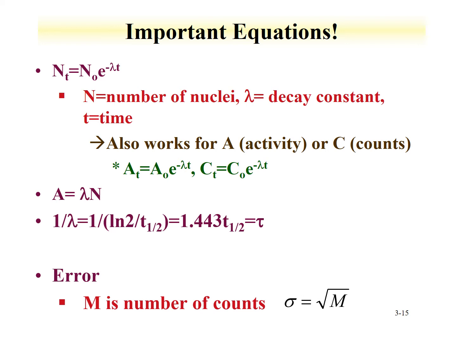And then finally, the error, where we have M as the number of counts, and the standard deviation. The standard deviation is just equal to the square root of the number of counts, and we use this to determine how long we should perform an experiment to get a reasonable count rate so that the error generated from the counts isn't exceeding or driving the experimental error. And that's the equation we want to use.